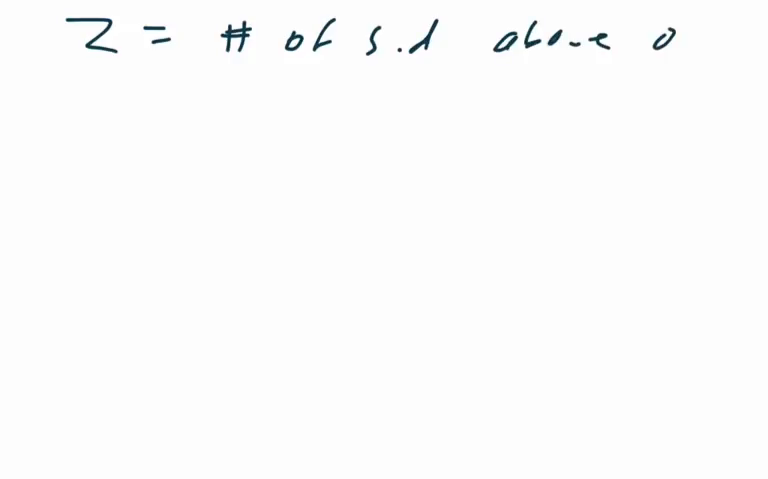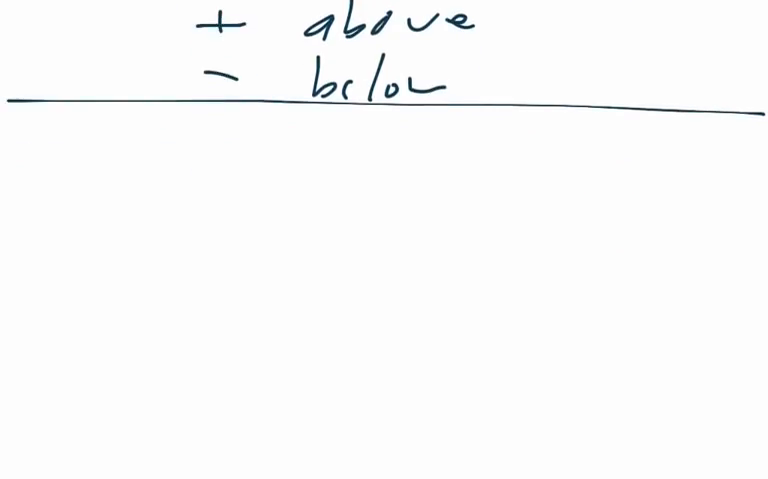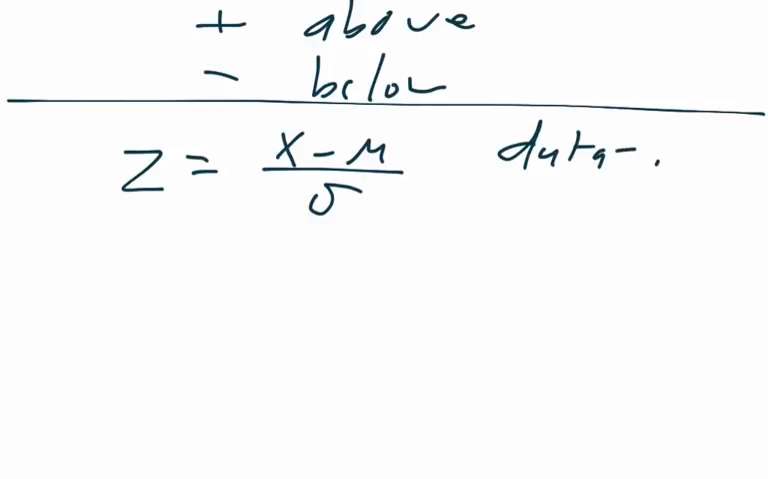Alright, a z-score is basically the number of standard deviations above or below the mean. If you have a positive z-score, that means you're above. If you have a negative z-score, you are below. So they give us this formula, which basically means the data minus the mean divided by the standard deviation.